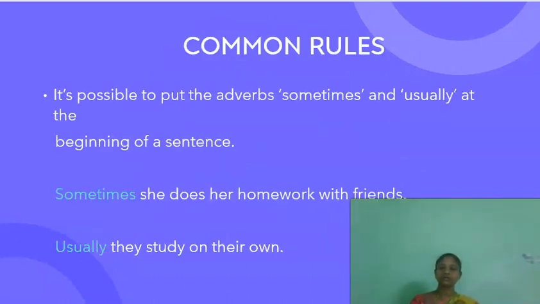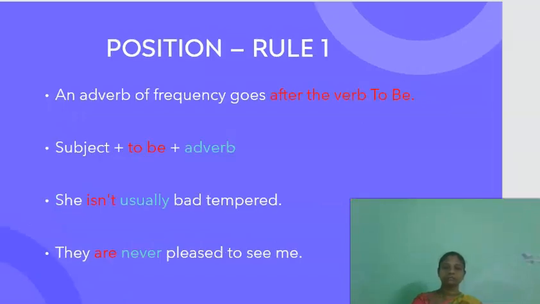There are some common rules to be followed in adverbs of frequency. The adverbs like sometimes and usually can come at the beginning of the sentence. Example, sometimes she does her homework with friends. Usually, they study on their own. Now, let us pass on to some of the common rules to be followed in adverbs of frequency.